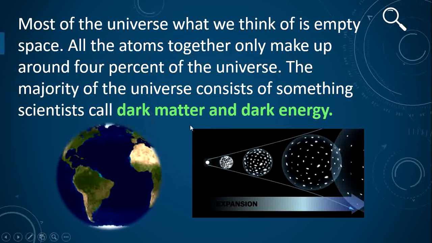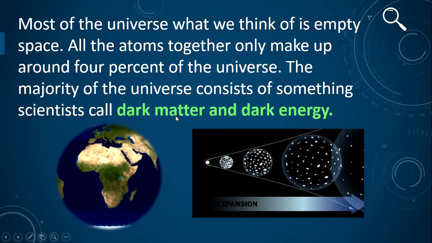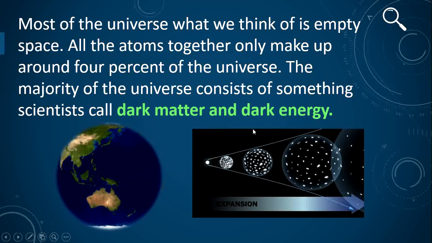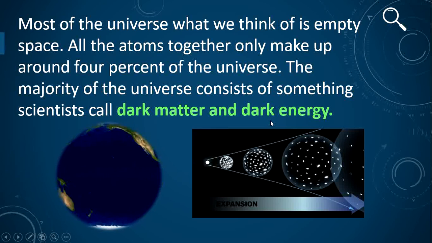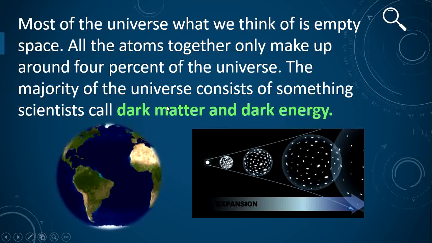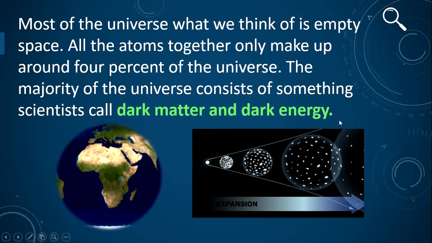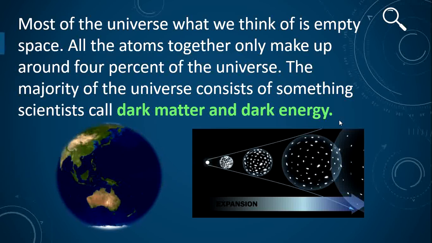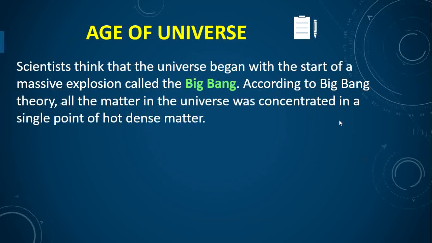So 25% of the universe is dark matter and 75% of the universe is dark energy. Dark matter is a mysterious and invisible substance present in the universe. Dark energy is the force that repels gravity. Age of the universe: scientists think that the universe began with the start of a massive explosion called the Big Bang.